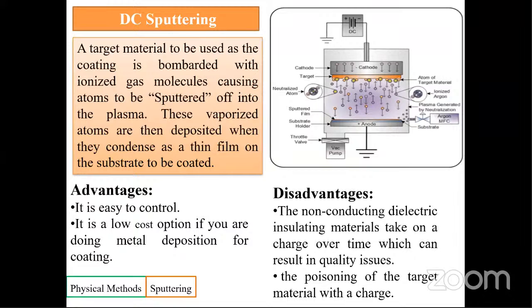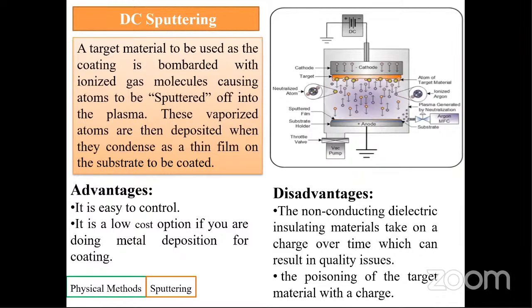Argon gas is inserted inside the chamber with the help of a mass flow controller. And when a field is applied between these 2 electrodes, what will happen? Argon ions will bombard the target surface, and from there atoms or molecules will come out.